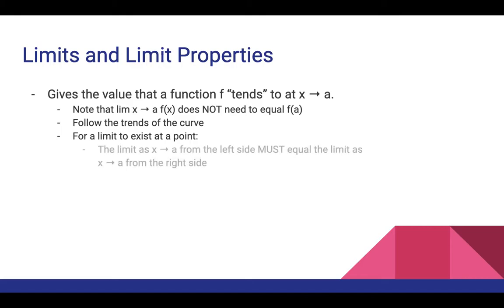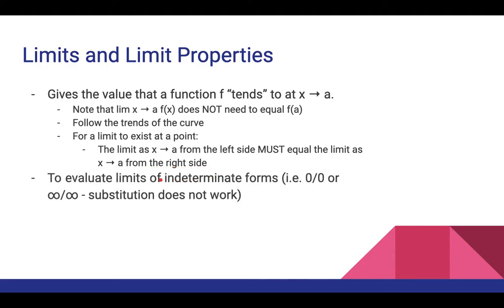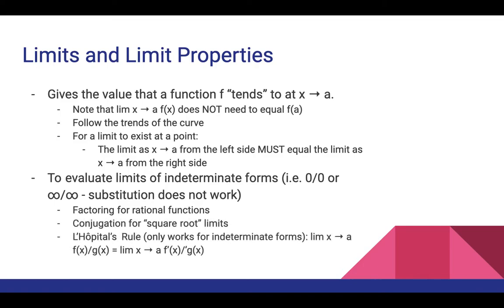For a limit to exist at a point, we have the condition that the limit as x approaches a from the left side must equal the limit as x approaches a from the right side. To evaluate limits of indeterminate forms, i.e. 0 divided by 0 or infinity divided by infinity, where substitution does not work, we can resort to factoring for rational functions, conjugation for square root limits, or L'Hopital's rule if we approach an indeterminate form that does not fall into the two above categories.